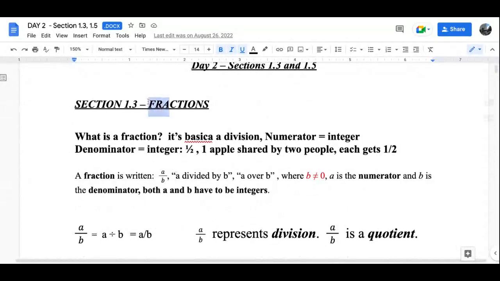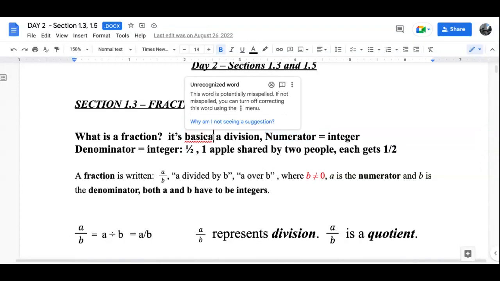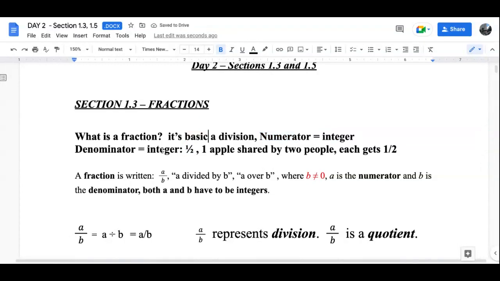So 1.3 talks about fractions, right? So what is a fraction? A fraction has a numerator and a denominator. Basically the numerator is an integer, the denominator is an integer. So like 1 over 2, 1/3, 3/5, and so on and so forth. What about an integer itself? An integer itself is also a fraction. The denominator is just 1.